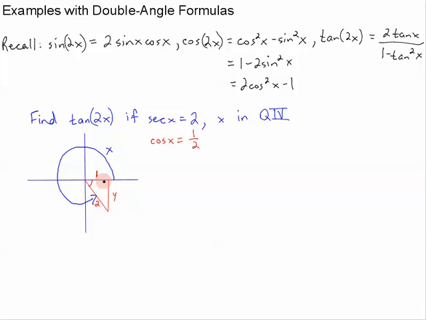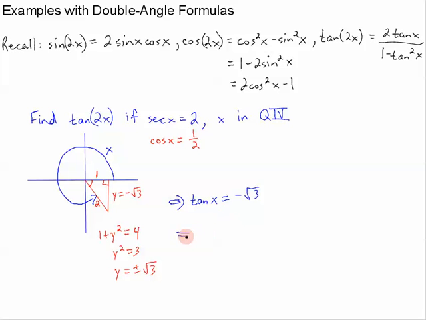The Pythagorean theorem, since this is a right triangle, says that 1 squared, which is 1, plus y squared equals the hypotenuse squared, which is 4. So y squared is 3, so y is plus or minus the square root of 3. Well, since it's down in quadrant 4, the y coordinate is negative square root of 3 then. So that means that tangent of x is opposite, negative square root of 3, over adjacent, which is 1. Well, you divide by 1, you get negative square root of 3 anyway.